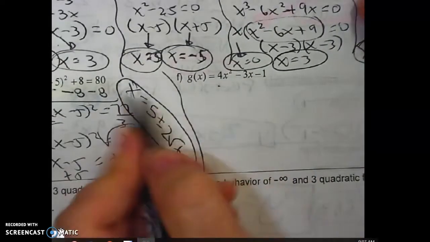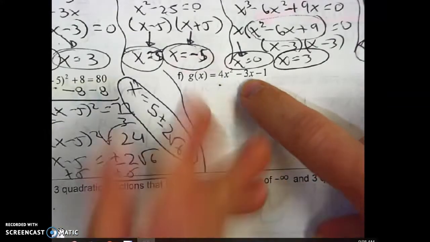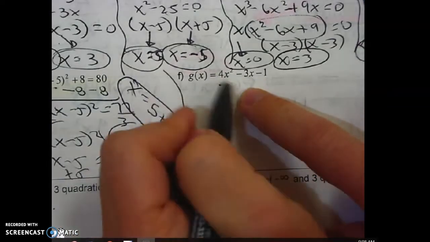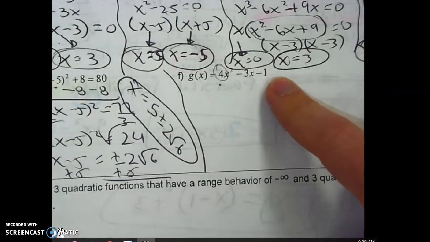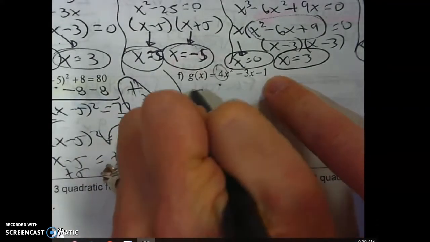Okay. Let's go to this one. I'll try to factor, and I know I can't, so I have to do the quadratic formula. I cannot complete the square because there's a 4 in front. If I divide everything by 4, I'm going to get a fraction, and that's crazy.